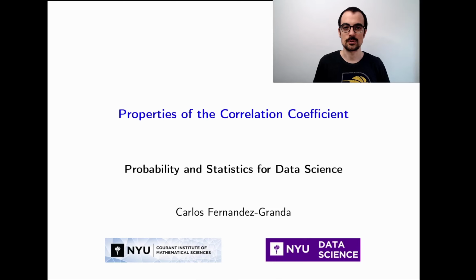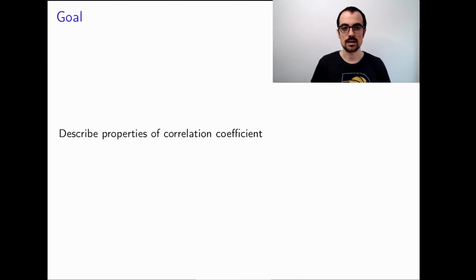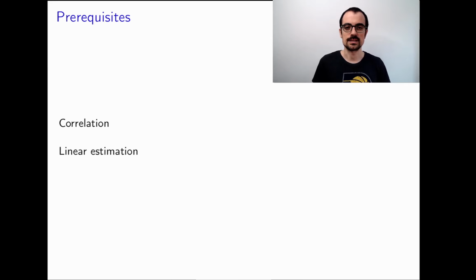Hello everyone, welcome to Probability and Statistics for Data Science. Today we're going to talk about the correlation coefficient. Our goal is to describe some important properties of the correlation coefficient. The prerequisites for this material are correlation and linear estimation.